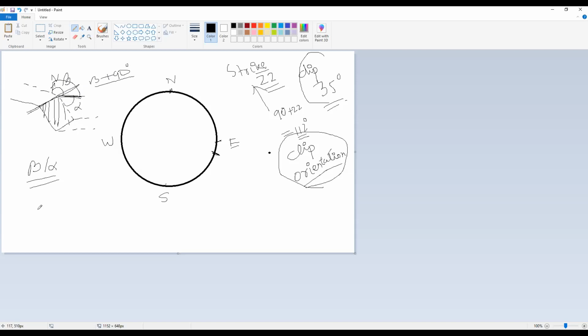Is it understood? Is it clear? Any doubt? Sir, here alpha is 35, right? Yes, alpha is 35. Very good. And beta is 22 degrees. So the dip orientation is basically 112 degrees.